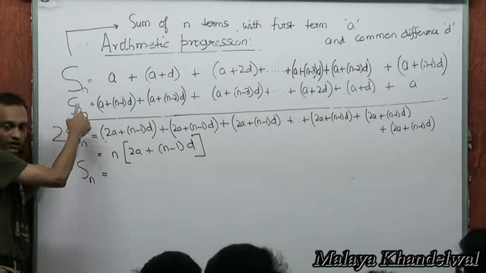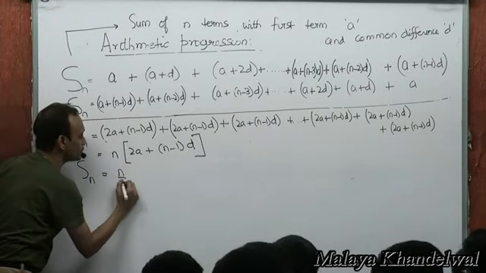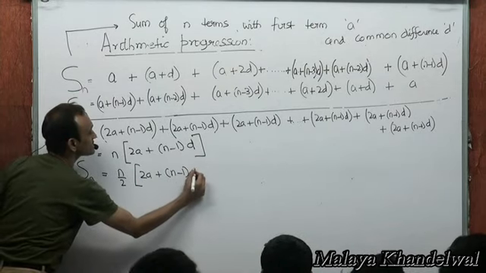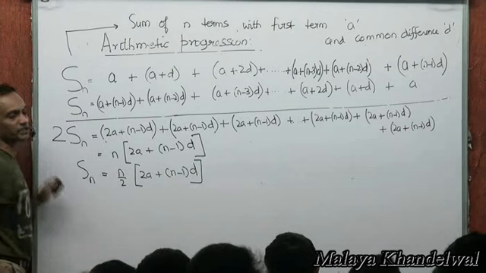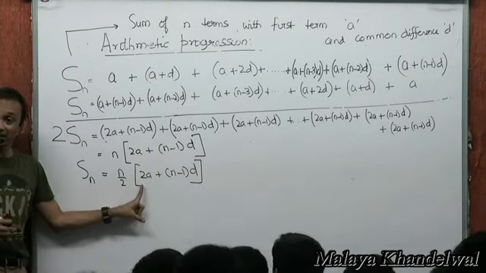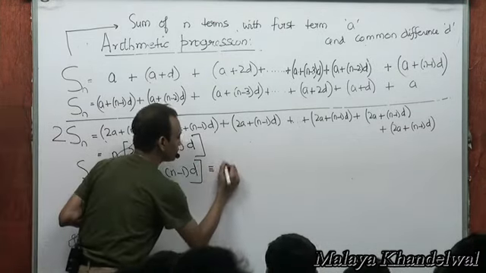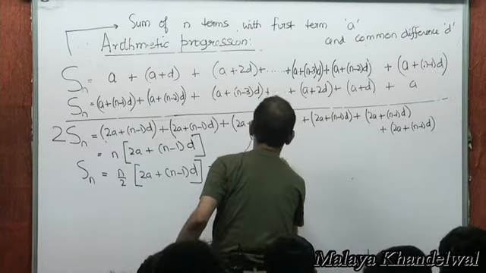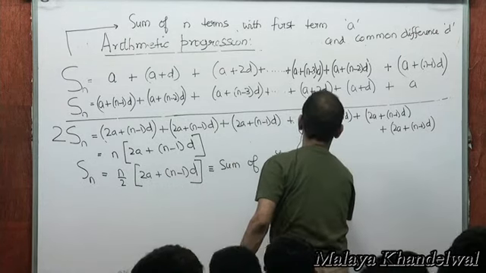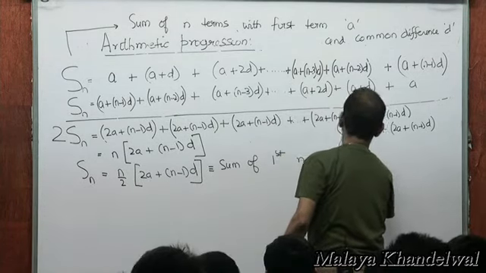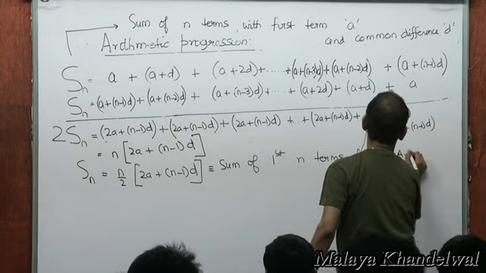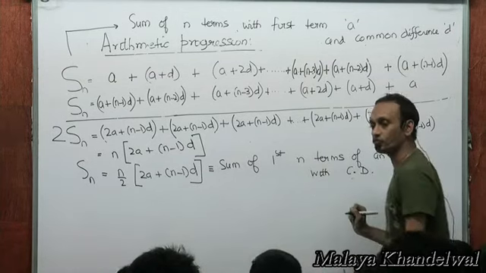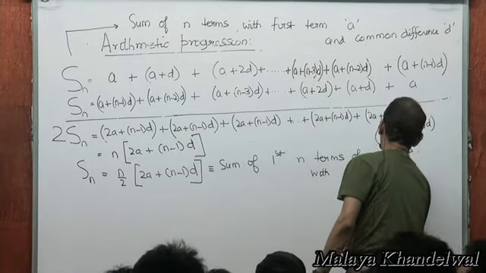So the sum of n terms is going to be n by 2 into 2a plus n minus 1 into d, which is the sum of the first n terms of an AP with common difference d. Here, CD means common difference henceforth.